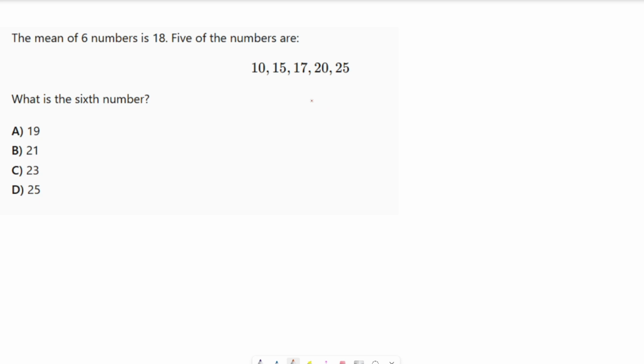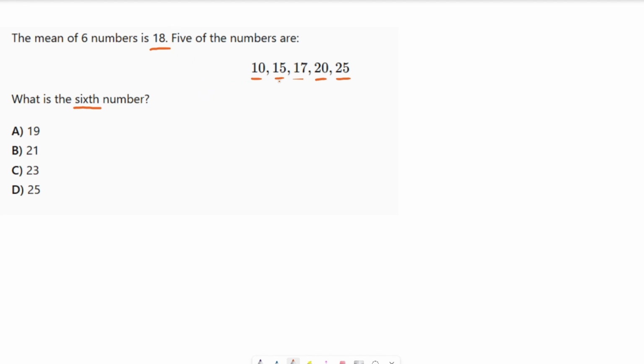So we've got a statistics and probability question that asks us: the mean of 6 numbers is 18. 5 of the numbers are 10, 15, 17, 20, and 25. So they ask us, what is the 6th number? And they tell us that the mean of 6 numbers is 18. So try to pause this on your own and figure this out.